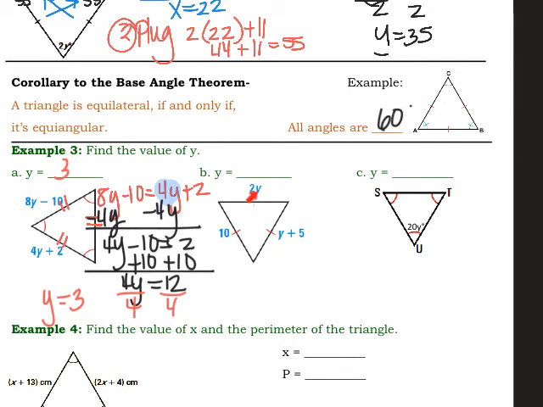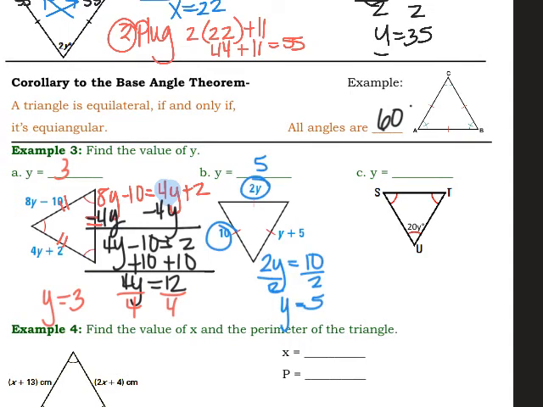3 equal sides. I'm not going to set all 3 of them equal. Do you think it matters which ones I set equal? It doesn't. So you pick the 2 you want to use. I'm going to pick these 2. So 2y equals 10. I'm going to divide both sides by 2. So y is going to be 5.